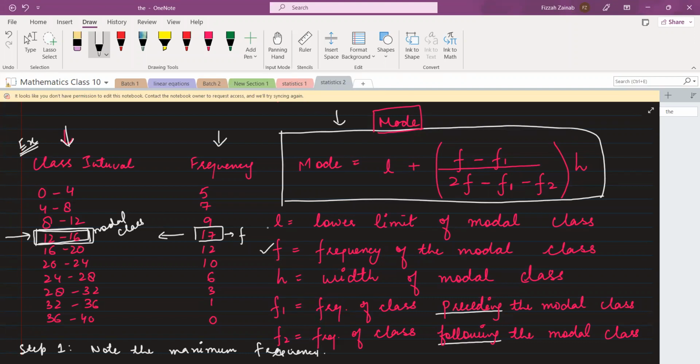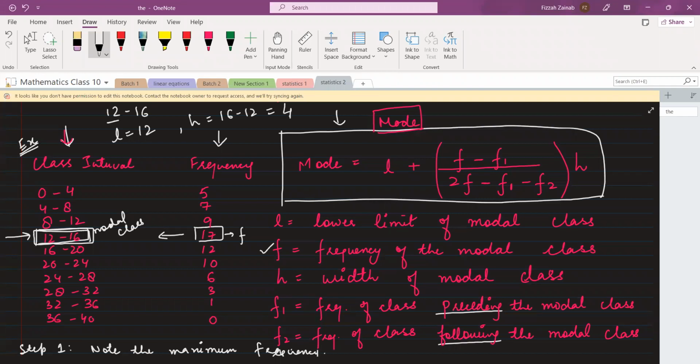Now, L is the lower limit of the modal class. So the modal class is 12 to 16. Now, what is the lower limit? 12. So your L is equal to 12. Fine. Now, width of the modal class, width means how much is the gap in between. So 16 minus 12 is 4. So H is equal to 16 minus 12, which is 4.